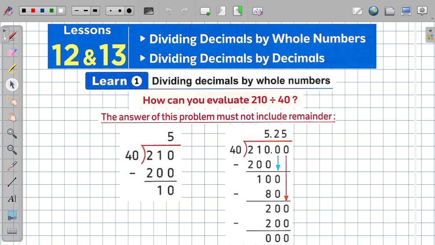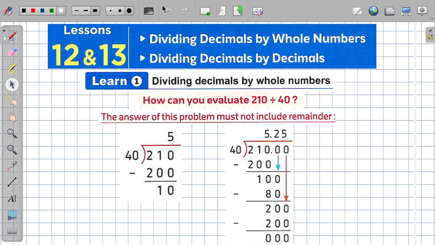Our lessons today are the 12th and 13th lessons of the fifth unit of the fifth grade curriculum for the academic year 2024-2025. This unit talks about multiplication and division with decimals, and today we will talk about dividing decimals by whole numbers, and we will talk about dividing decimals by decimals. And we will solve a lot of examples to make sure we understand this lesson very well. So let's go. First, we wanted to talk about how to divide a decimal number by a whole number.